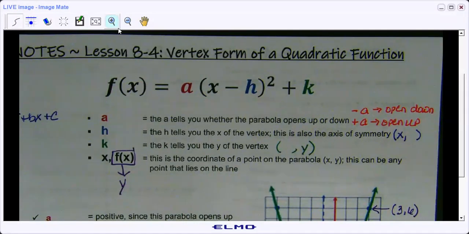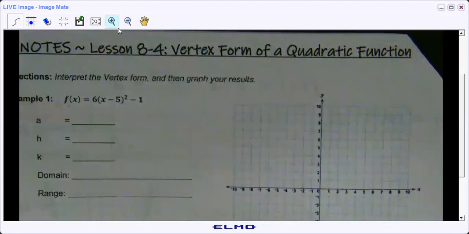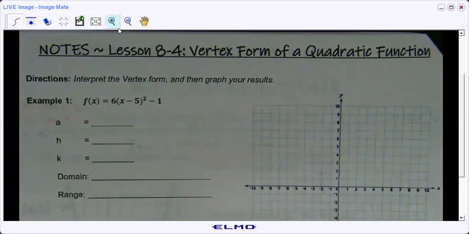graphed equations. So I do not mind if in this class you change all of your F of X's to Y's. Okay, it will make it easier for you also. And I'll be doing that in the notes. Okay. Good question. Okay. Let's look at this first example.